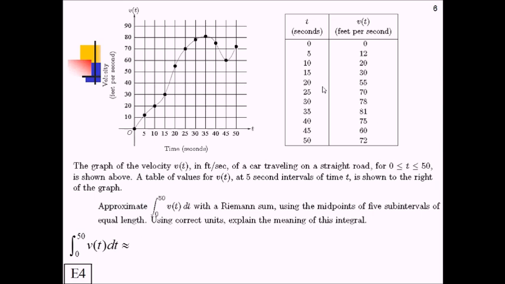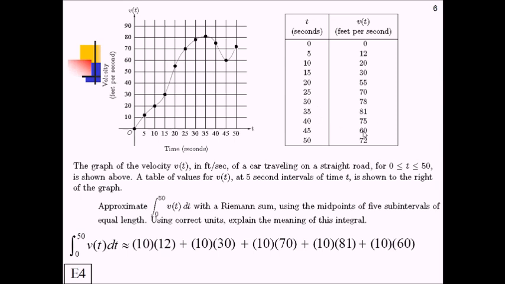So my first base times height rectangle area I'm doing, I have a base of 10 times a height of 12, because again, I'm taking that middle value. Then I have a base of 10 times a height of 30, and then 10 times 70, 10 times 81, and finally 10 times 60.